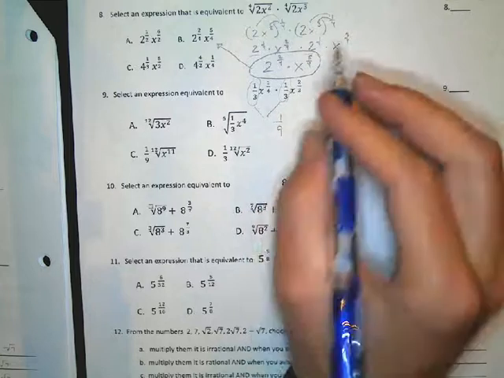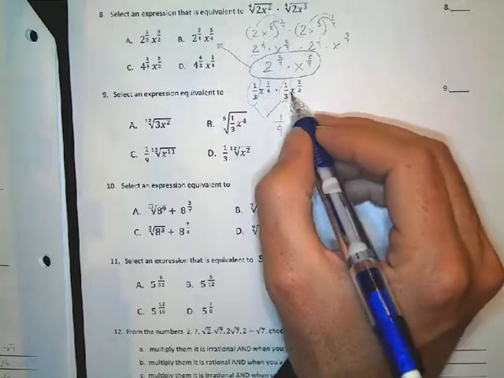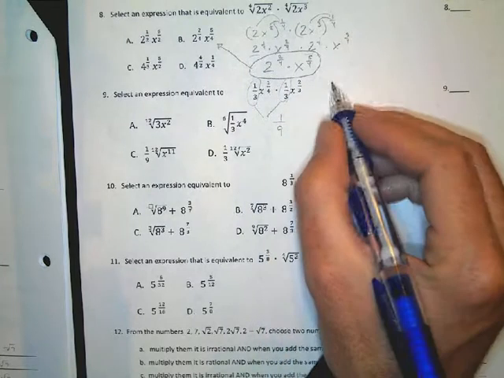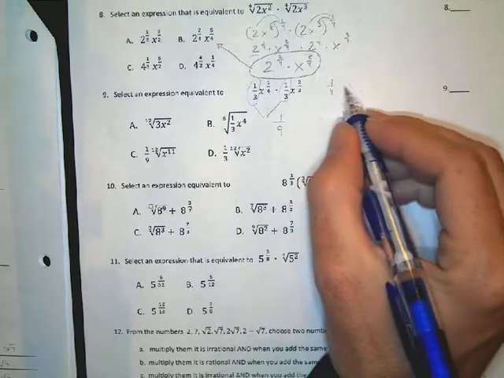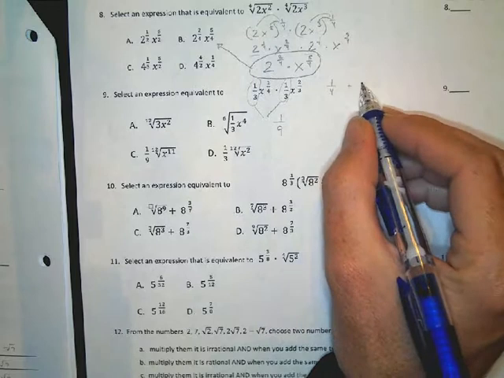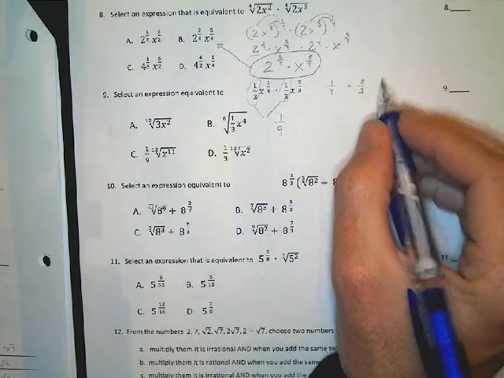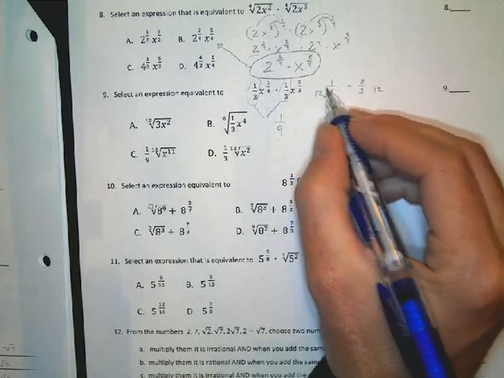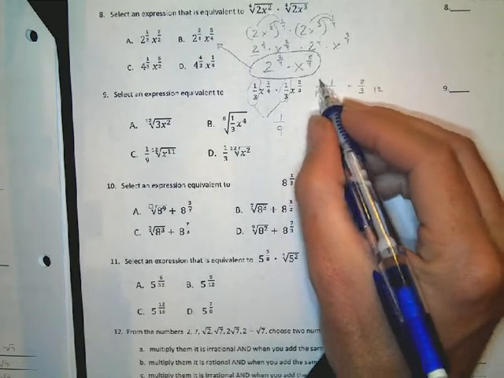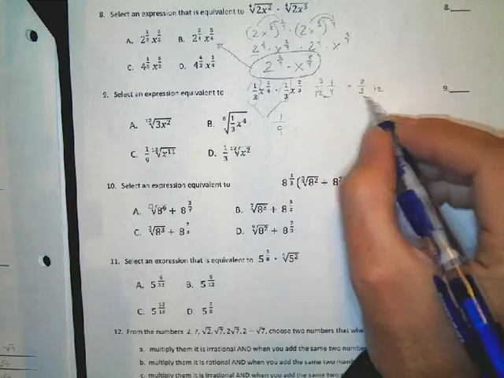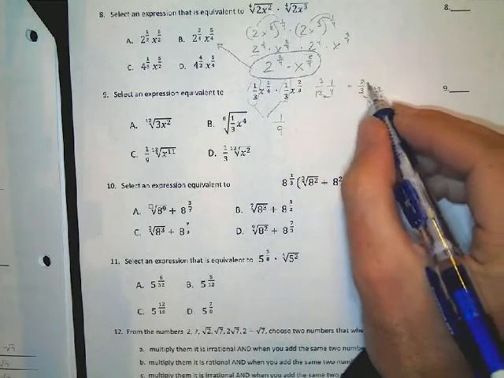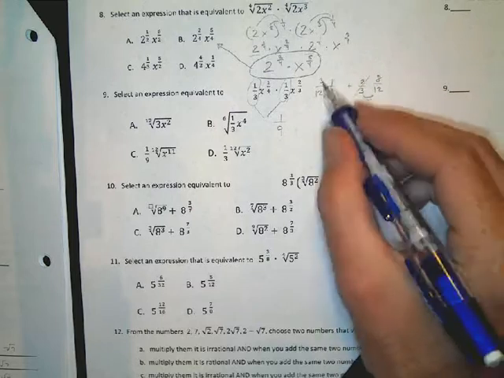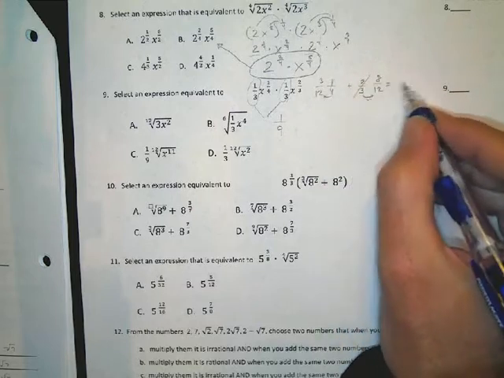Now for the exponents, I have x to the 1/4 times x to the 2/3. And when I'm doing that, I'm going to add. So a 1/4 plus a 2/3, common denominator would be a 12. To go from 4 to 12, that's times 3. 1 times 3 is 3. To go from 3 to 12, that's times 4. So 2 times 4 is 8. So this becomes 3 twelfths plus 8 twelfths, which equals 11 twelfths.